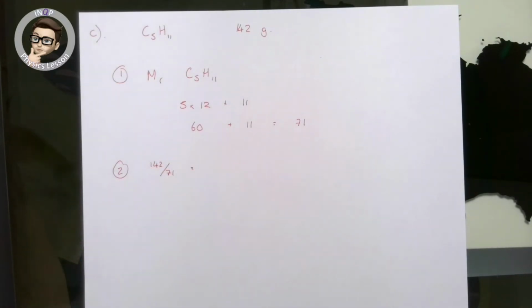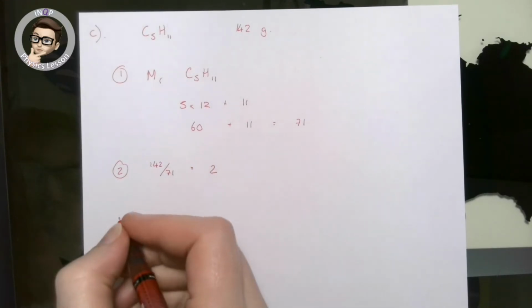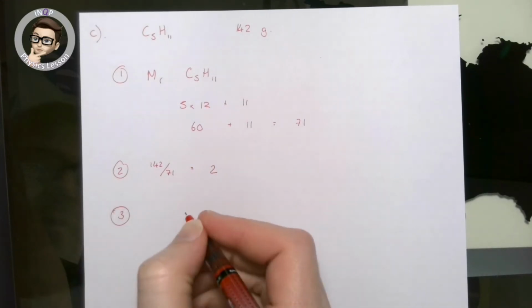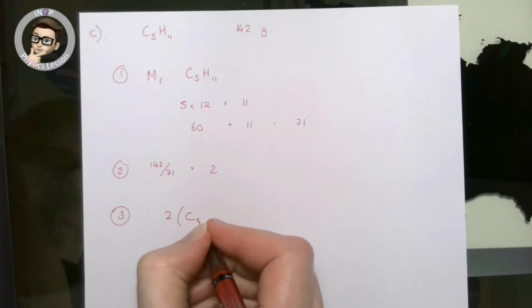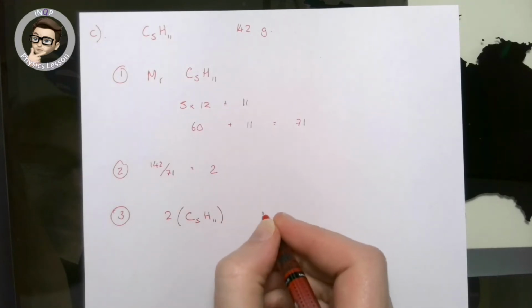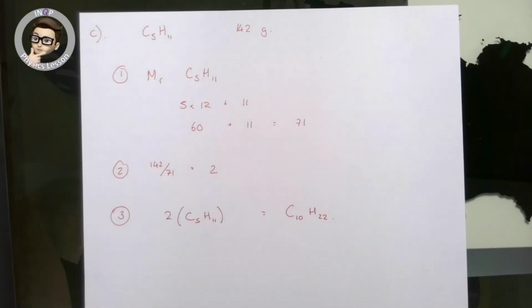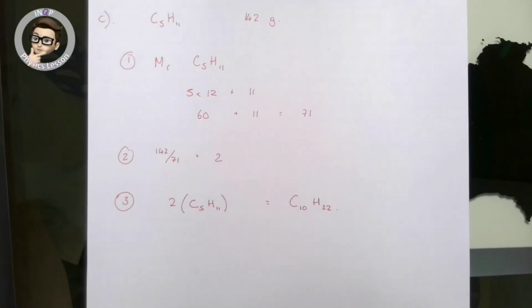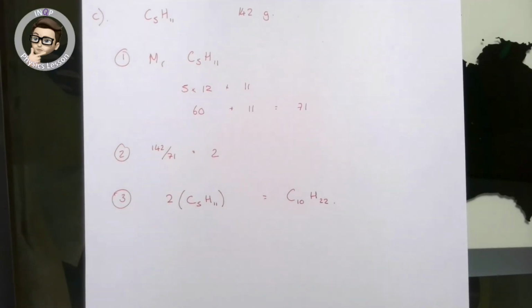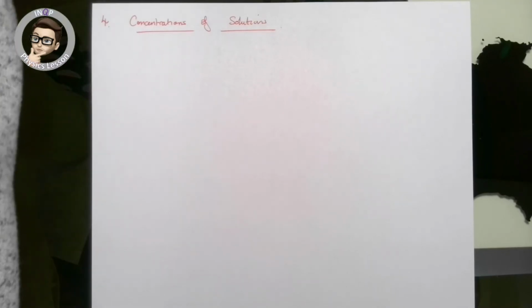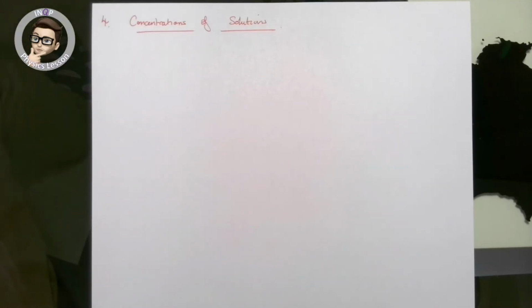Oh look, we find that that's 2 again, which means that we've got step 3, 2 lots of C5H11, which means we've got C10H22. So well done if you've got all of those correct. That's absolutely fantastic. Okay, so on to part 4 of our quantitative chemistry recap. This is concentrations of solution.